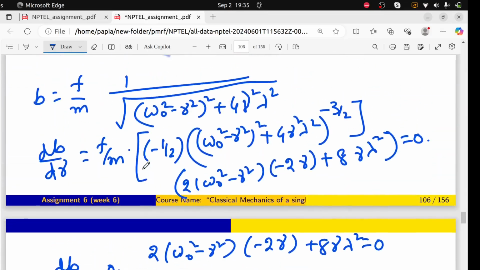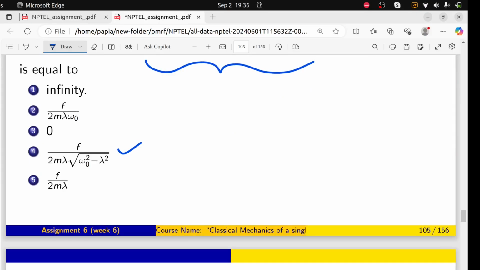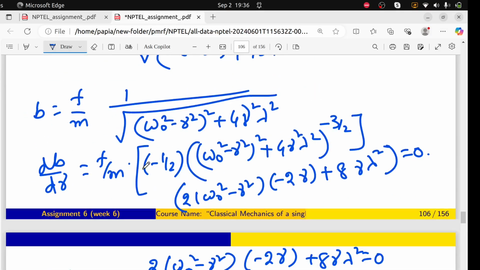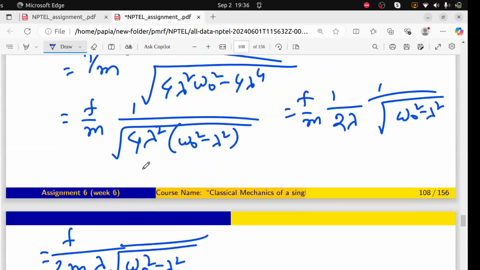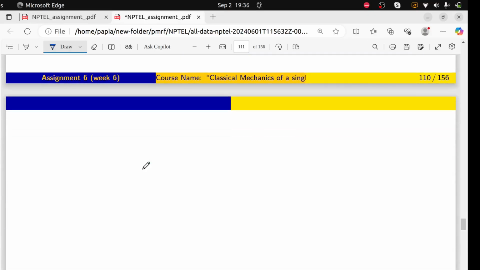Now we can see the options. f by m 2 lambda root over omega 0 square minus lambda square. So this is not correct, this is not correct, this is not correct. Okay. Yes. Okay. Now come to the next question.